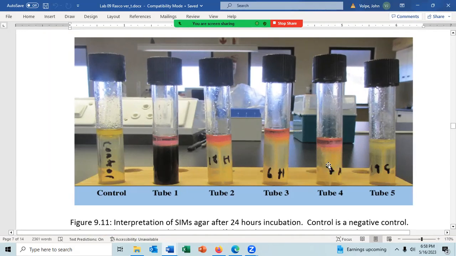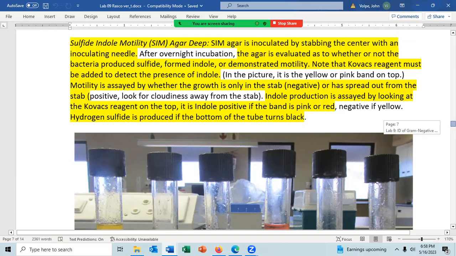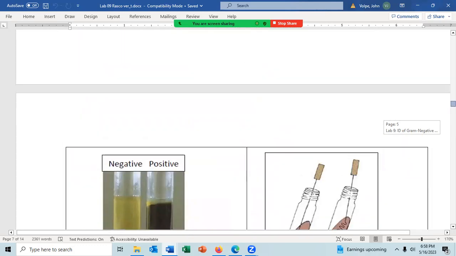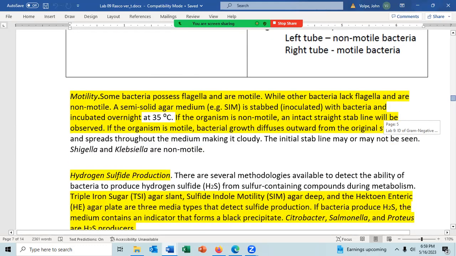And you see right here how this has this growth in the stab, but right there, it's flaring out right there and right there. And that's a real big flare in right there. And this one is probably an aerobe, so it's mostly growing near the top, or maybe a facultative anaerobe, and it's growing mostly at the top. Anyways, the point is this is motile, and this is a SIMS tube, which you can look at motility in. A SIM, if you remember, stands for sulfide indole motility. The motility is what we're looking at.